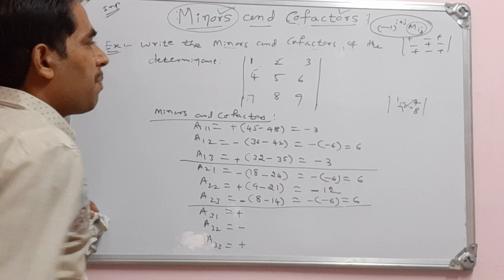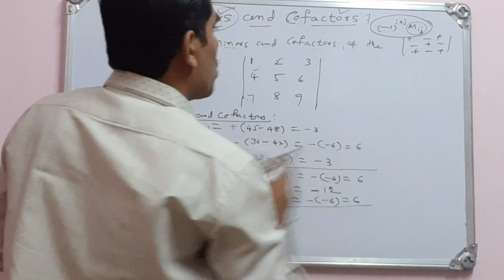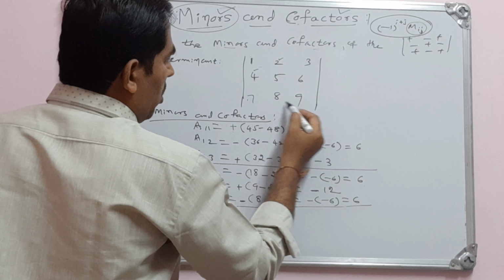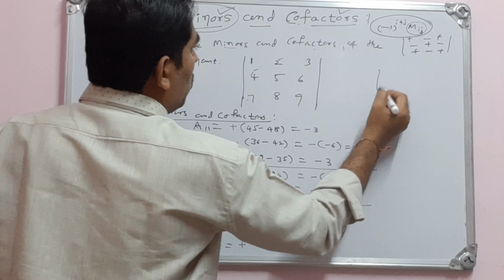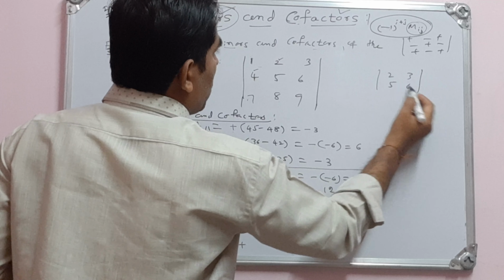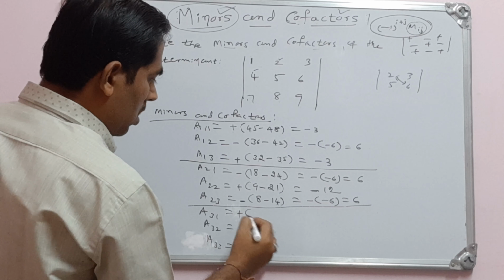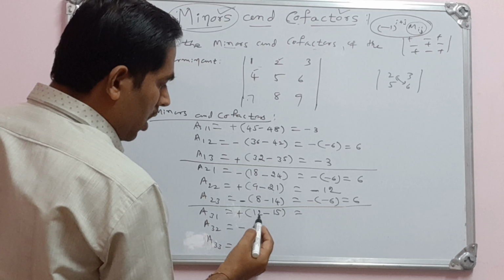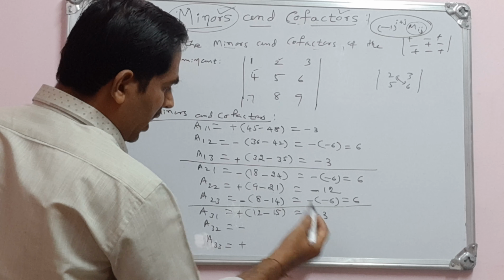So I am left with 3 elements in the last row. So what is the cofactor of this 7 here? See, leave this row and this column. So 2 3 5 6. Then you take the product. 12 minus 15. Okay, see 12 minus 15, that will once again be negative, minus 3.